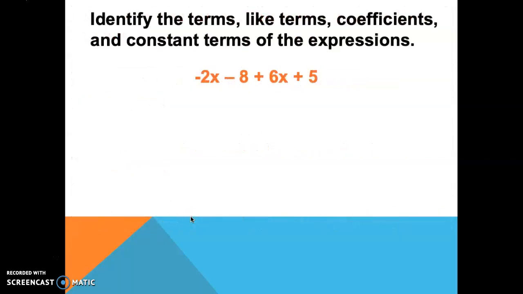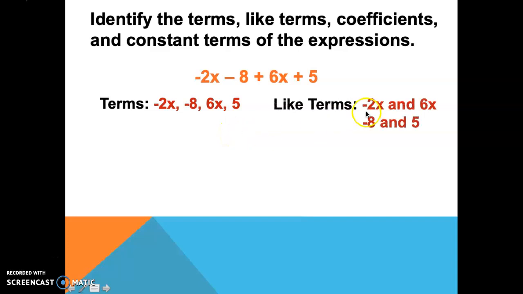So looking at what is there, negative 2x minus 8 plus 6x plus 5, we need to identify the terms, the like terms, the coefficients, and the constants. So the terms, there are 4 terms. 1, 2, 3, 4. Terms are separated by addition and subtraction.